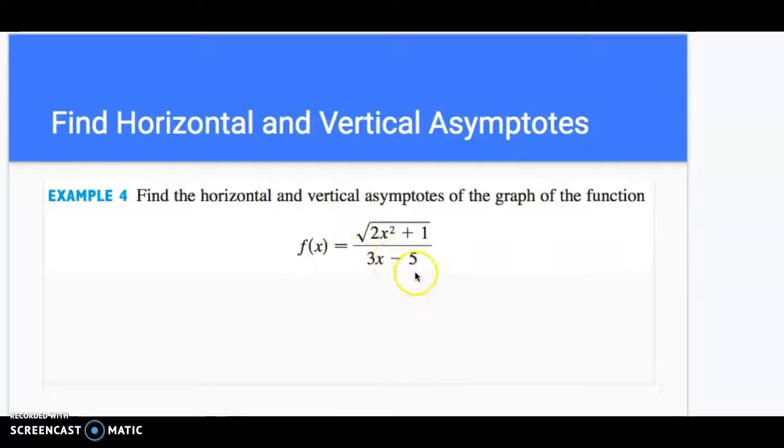Because if the bottom equals 0, it's undefined at that x value, and it will create an asymptote at that x value. So if we set the denominator equal to 0, we're going to get positive 5/3. And so we already know that that is where our vertical asymptote is. We just need to prove it using limits. So let's do that now.